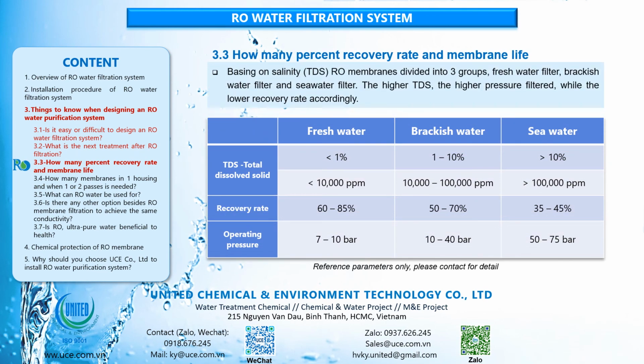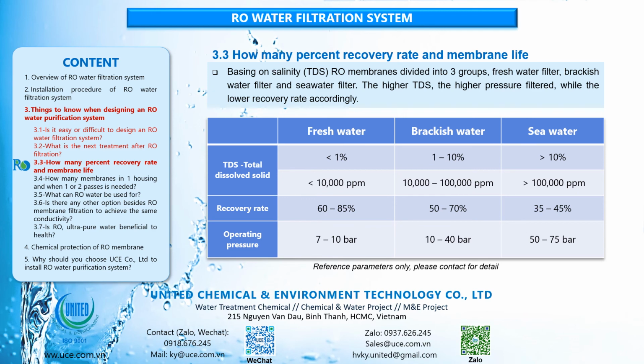3.3 What is the recovery rate percentage in membrane life? Based on salinity, TDS, RO membranes are divided into 3 groups: fresh water filter, brackish water filter and seawater filter. The higher the TDS, the higher the pressure needed, while the recovery rate is accordingly lower. 1. TDS, total dissolved solids.